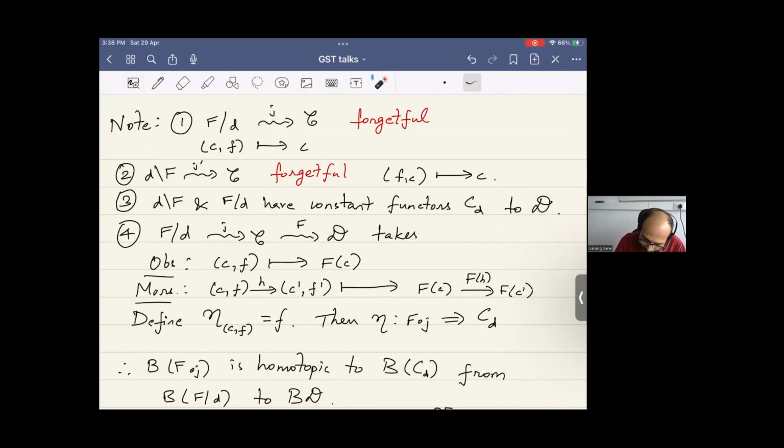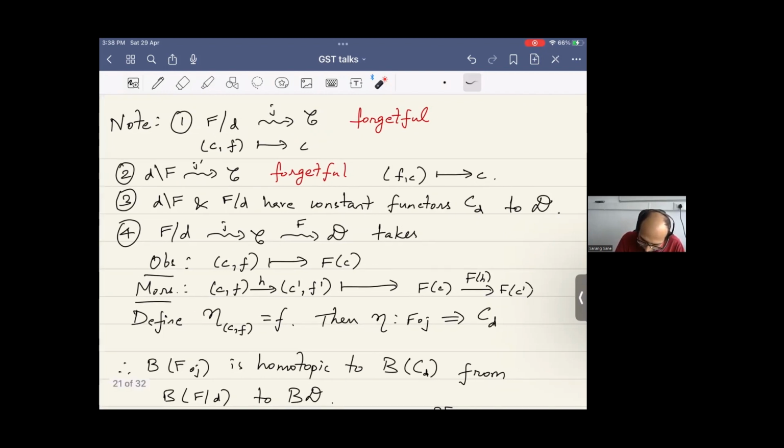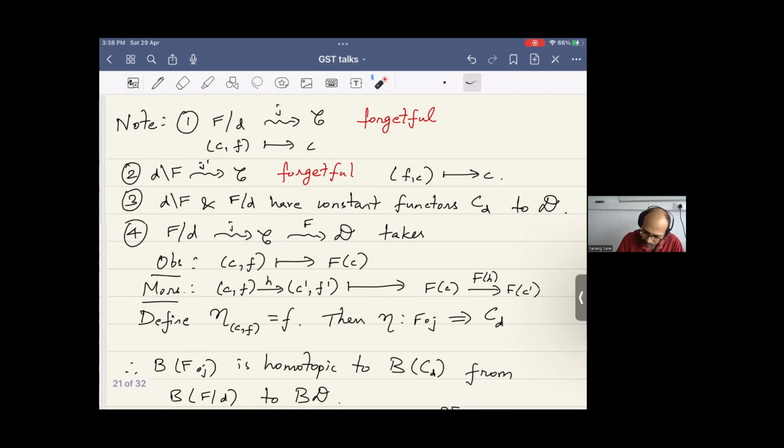So there is a forgetful functor from f comma d to c. Remember, f comma d meant pairs c comma little f. So you can just forget that little f and focus your attention on the first component. That gives you the forgetful functor, and we have called that j. Morphisms were anyway morphisms in C, so there is nothing really to do there. Similarly, there is a forgetful functor j prime, where you restrict to the second component for the comma category D comma F.